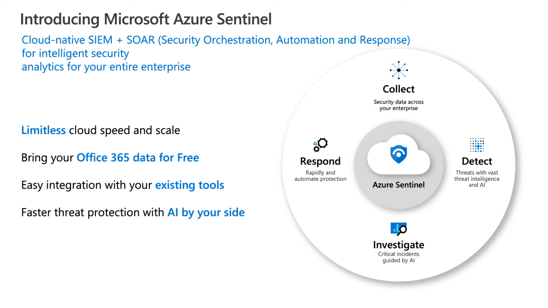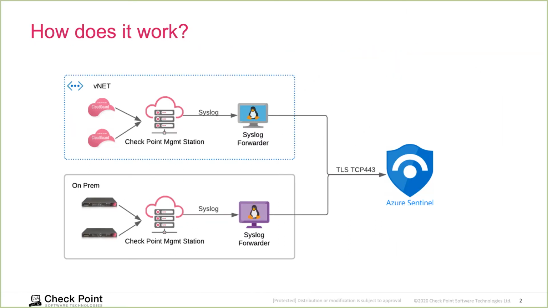Now, how does it work? Checkpoint integration relies on a syslog forwarder. So regardless of where your security manager is located, whether it's on-prem or in the cloud, Checkpoint sends its logs to a syslog forwarder, then to Sentinel. The configuration for both is the same. Make sure connectivity between management to syslog forwarder and from syslog forwarder to Sentinel is open.